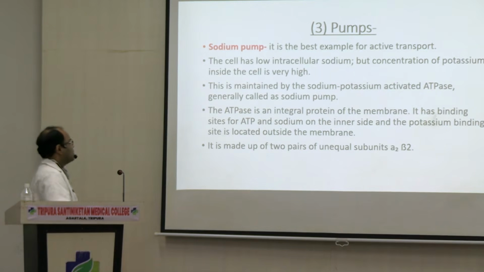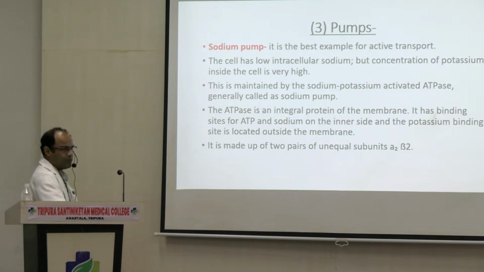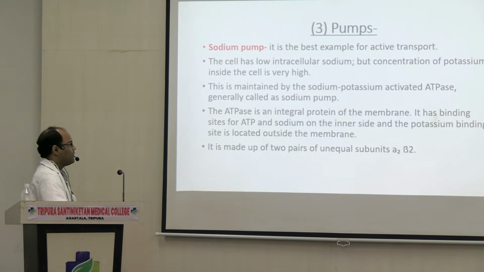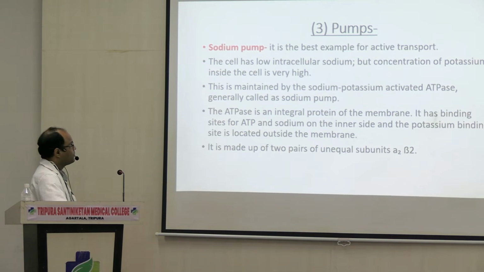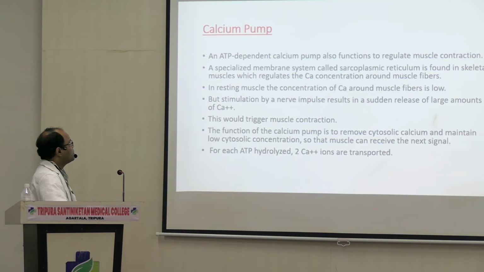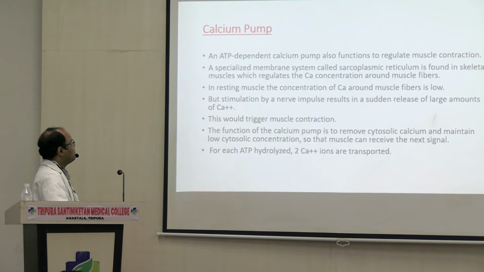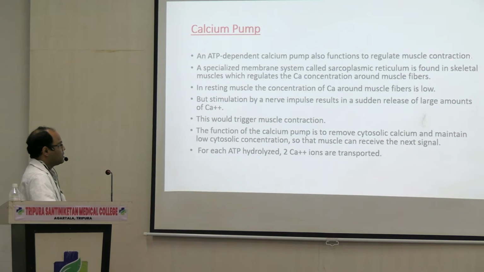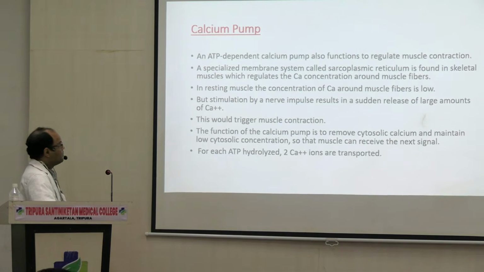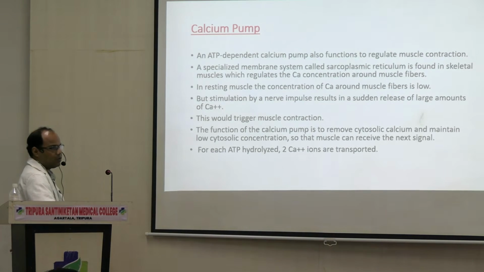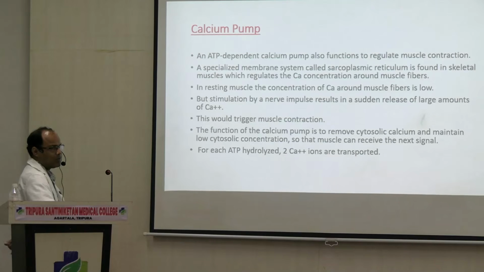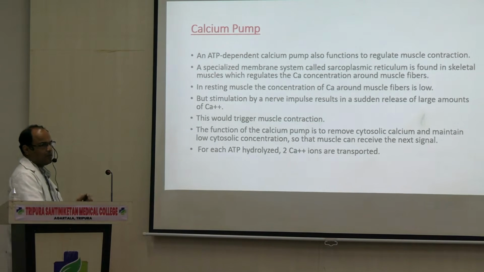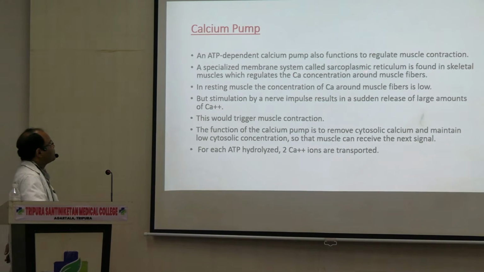Okay, so this form requires specialized proteins, which have some pairs of subunits like alpha 2, beta 2 subunits. Calcium pumps: these are pumps, they have an ATP dependent calcium pump that also functions to regulate muscle contraction. Okay, so calcium level is very low outside; when calcium goes inside, then the muscle will contract.